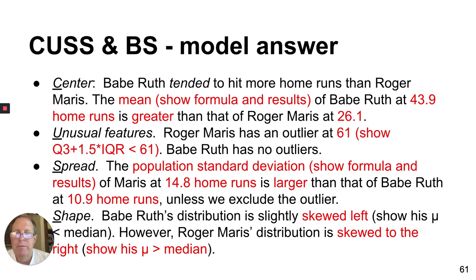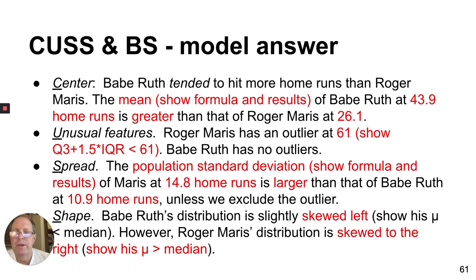Shape. Babe Ruth's distribution is slightly skewed, and to demonstrate that, I might show how the mean compares to the median. However, Roger Maris's distribution is skewed to the right, and to support that, I would show that his population mean is greater than the median. So that's a model answer.